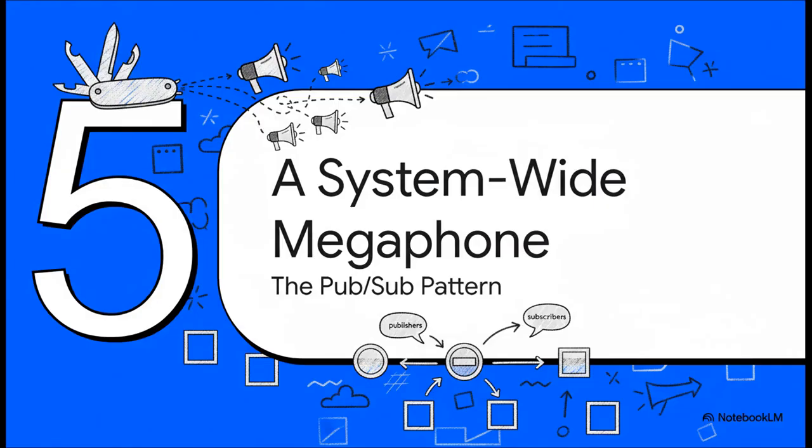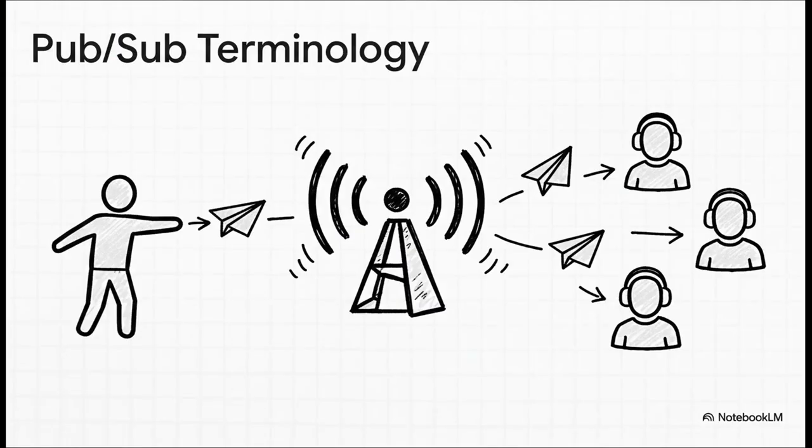Okay, time for our final tool. Everything we've talked about so far has been about one-to-one communication. A session for one user or a task for one worker. But what if you need to broadcast a message to many, many listeners, all at the same time, like a system-wide megaphone? This is the publish-subscribe pattern, or pub/sub for short.